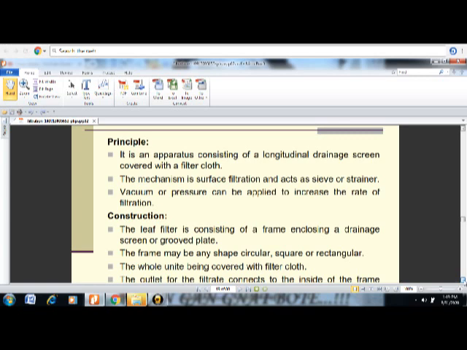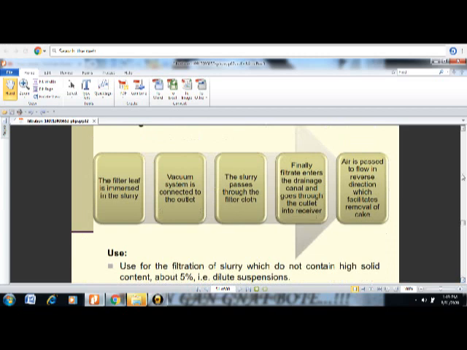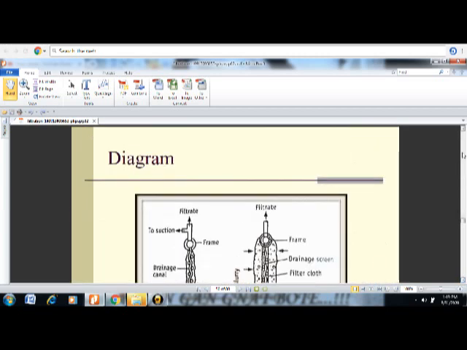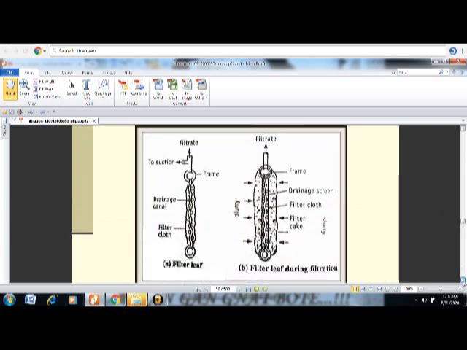Now we'll discuss the construction of this filter. This filter may be of any shape. It may be circular, square, or rectangular, and it consists of a drainage frame or a grooved plate, and on that grooved plate or drainage screen, a filter cloth is attached. You can see the diagram here, from which you will get an idea about the construction.